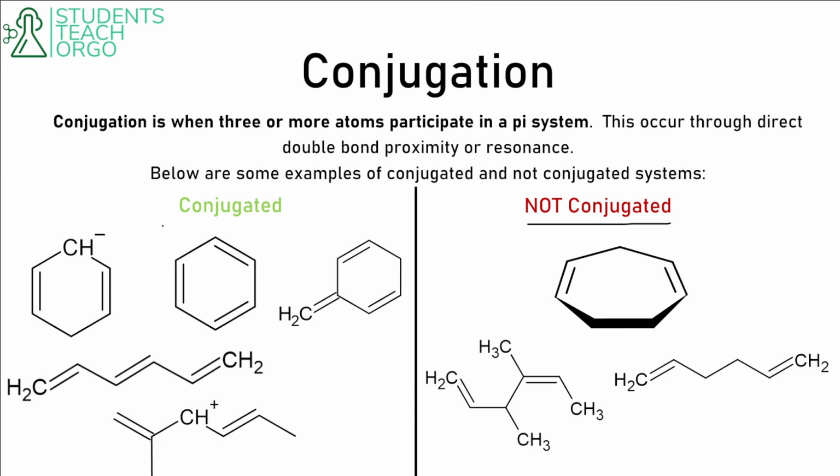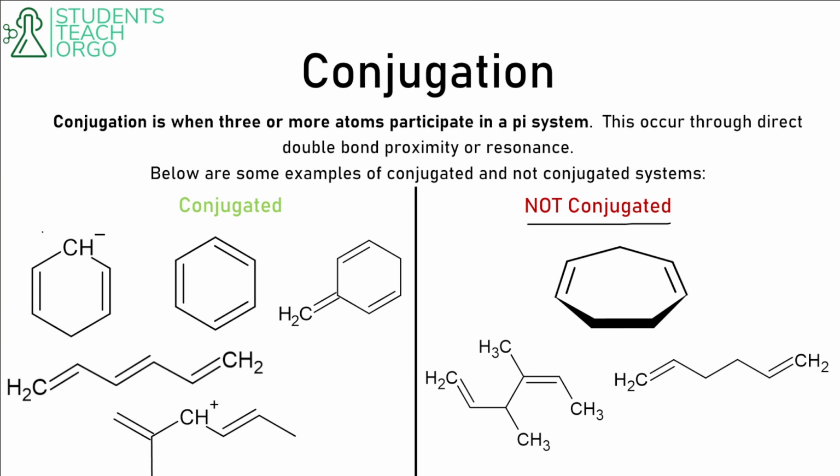So what does it mean to really be conjugated? Three or more atoms are participating in a pi system. Or you just have adjacent double bonds, right? But I don't really like the definition of adjacent double bonds because it doesn't tell you the whole picture, and also you have to remember resonance, right?